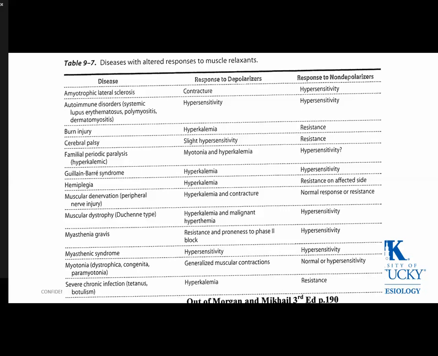Some of the diseases with altered responses to muscle relaxants. Spend a little bit of time with this. Know that in something like Guillain-Barré, they're going to become hyperkalemic with a depolarizer, but they would be sensitive to a non-depolarizer. Disorders like myasthenia gravis, they are resistant to typical effects of depolarizers, but they may have an increased likelihood to develop phase 2 block, which is much like one would see with the non-depolarizers, so they're actually hypersensitive to non-depolarizers, and you'll see a similar type of situation in myasthenic syndrome as well.